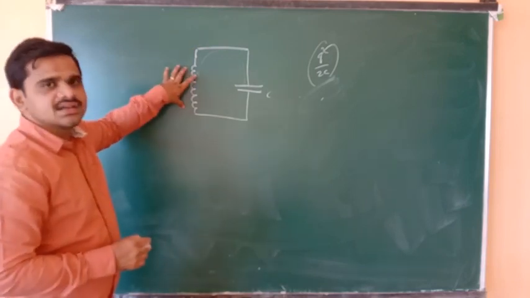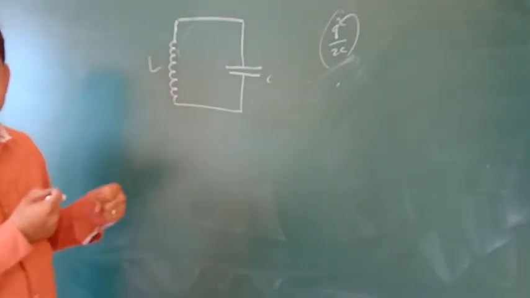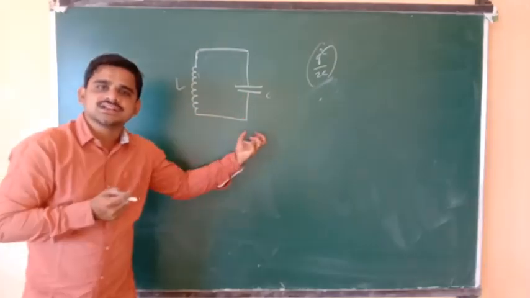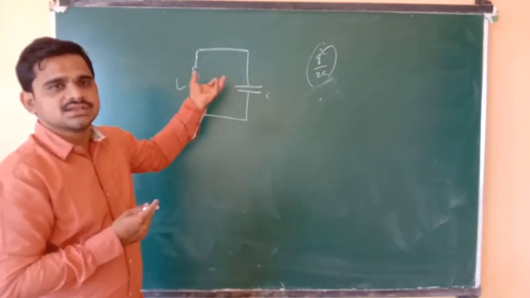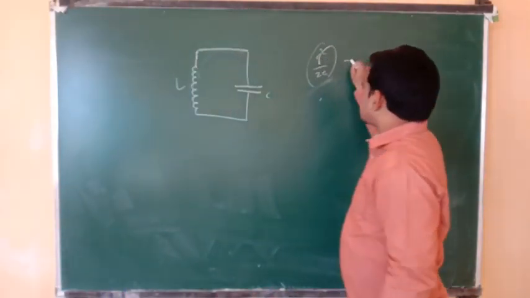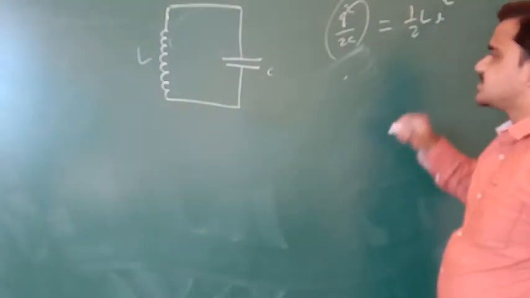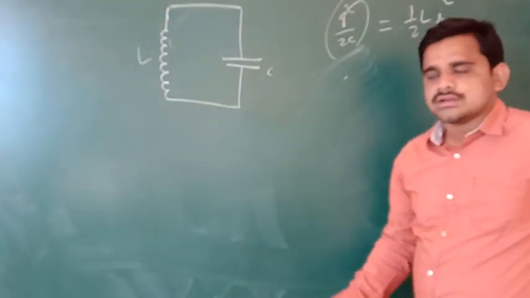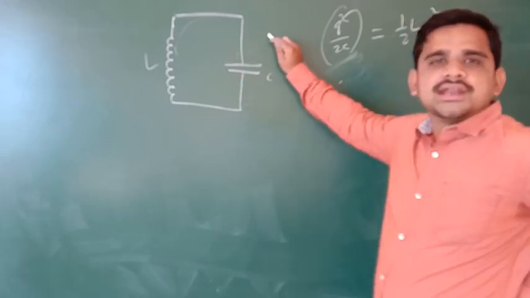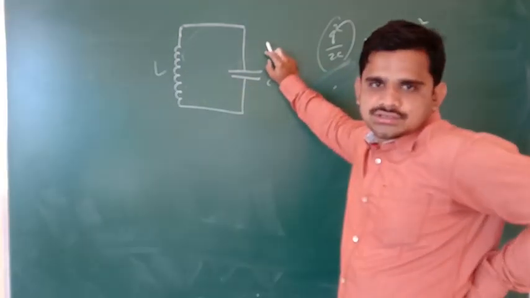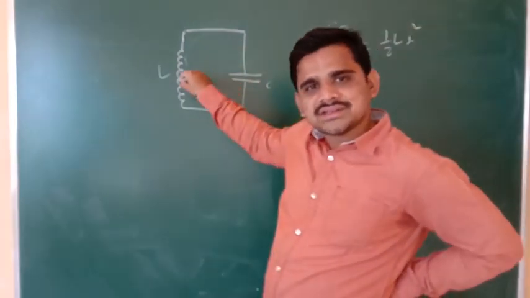Means when the inductor starts storing its energy, the energy of the capacitor decreases and the inductor energy increases. After some time, the inductor has totally stored the energy. So the energy stored in the inductor is half L I squared. Understand it? Now the capacitor is almost completely discharged, correct? But the inductor has the energy.